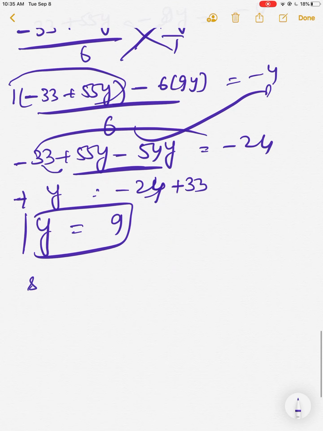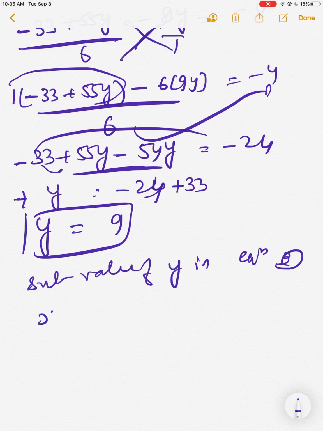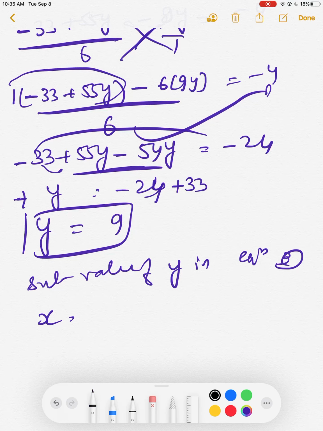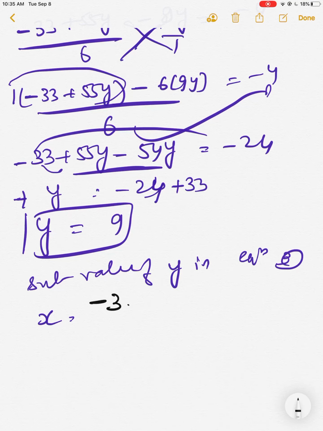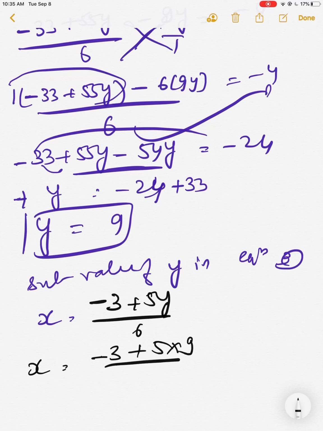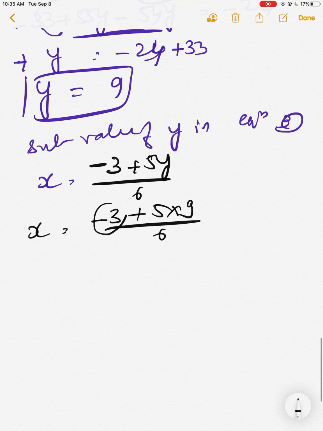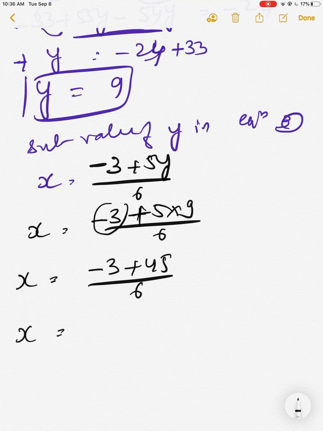Now substituting the value of y in equation 3. What is equation 3? Equation 3 is x is equal to minus 3 plus 5y upon 6. x is equal to minus 3 plus 5 into 9 upon 6. Don't cancel this and this, here in between a plus sign is there. Minus 3 plus 45 upon 6. x is equal to 42 upon 6. x is equal to 7.